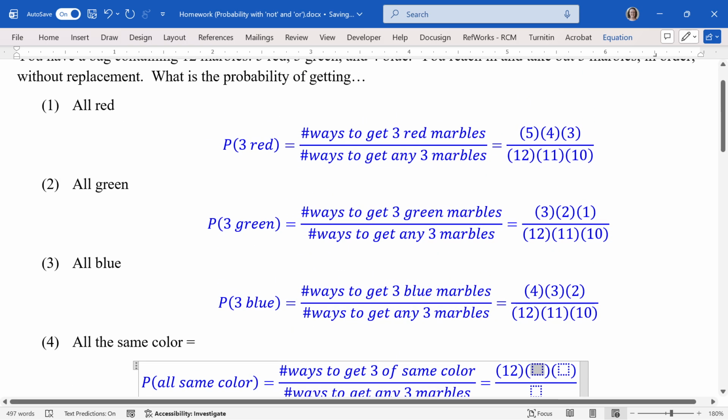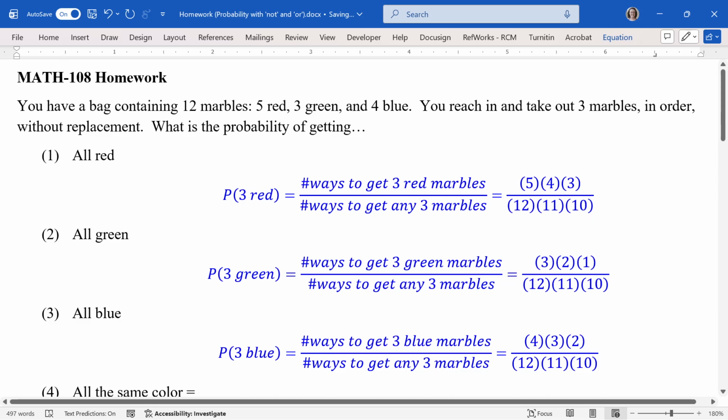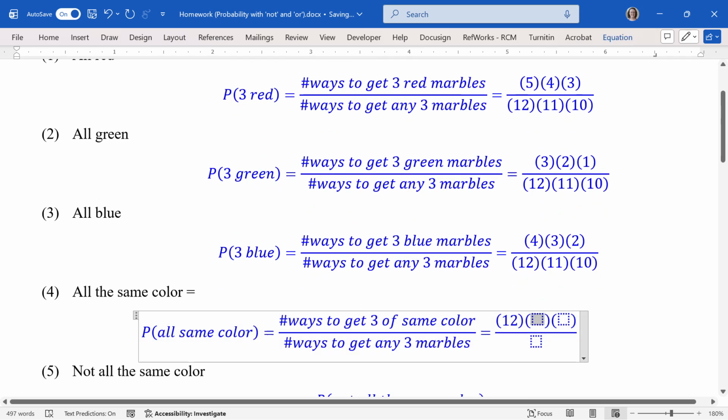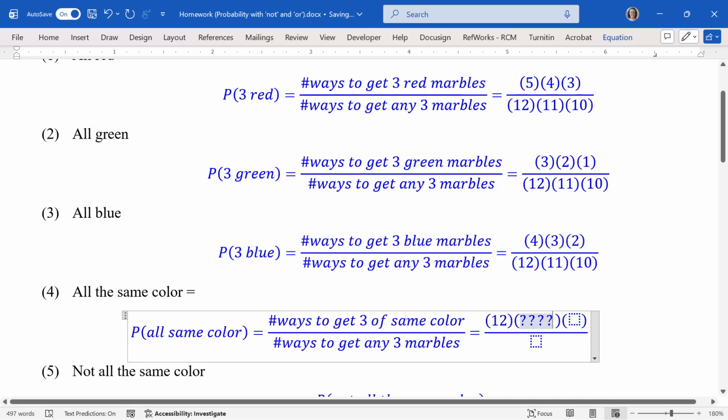But the problem now is that you don't know which color you got, right? Because there's a different number of each kind. If you picked red first, then there will be 4 left. If you picked green first, there will be 2 left. And if you picked blue first, then there will be 3 left. So you don't know what to put for the second number. So you can't do it this way. You have to take a different approach.